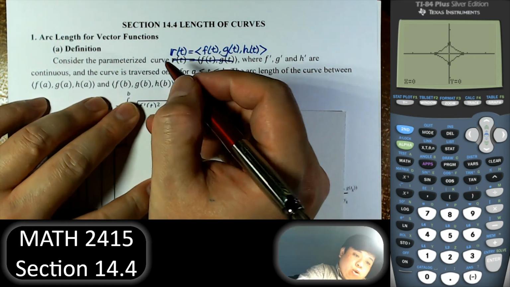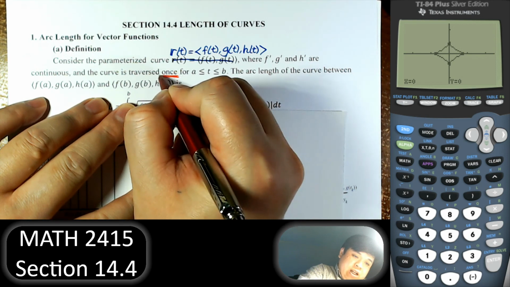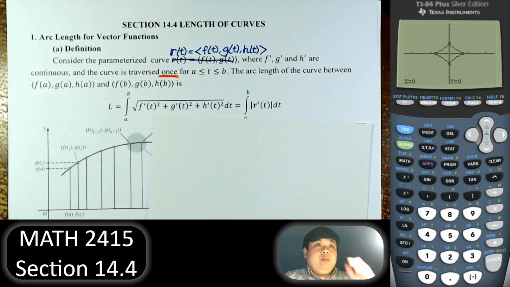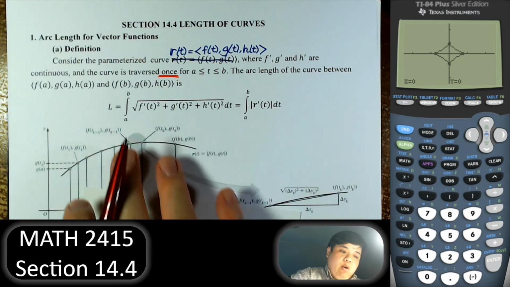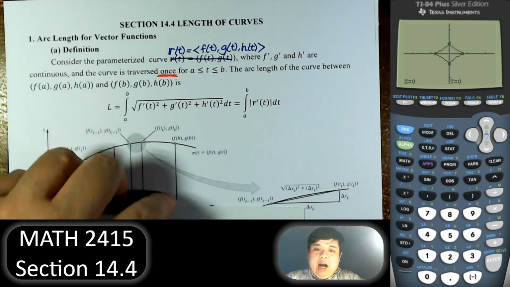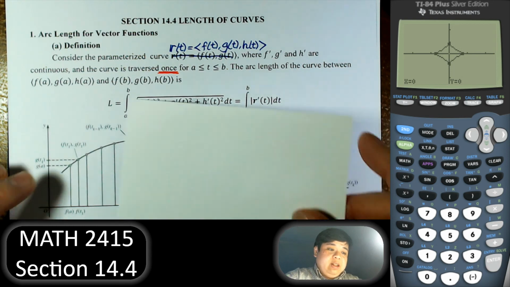So to go from A to B one time, from t equal to A, t equal to B only one time. Because if we find the arc length, if we go around two times, the arc length will be twice as long, right? And the formula is given by this, of course. Let's see how does that relate to what we have in Calculus 2.